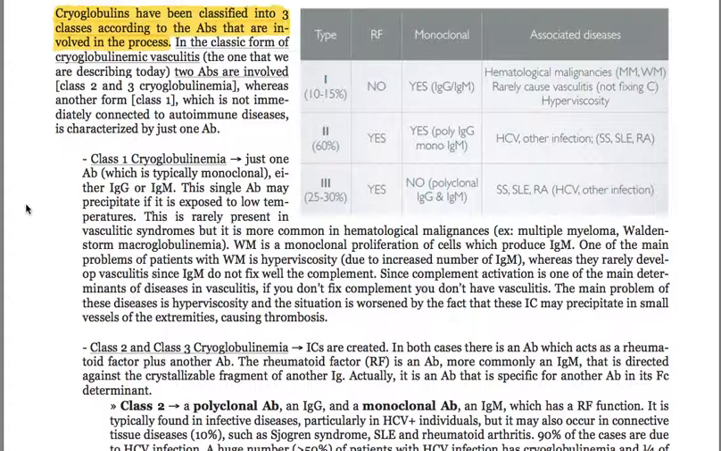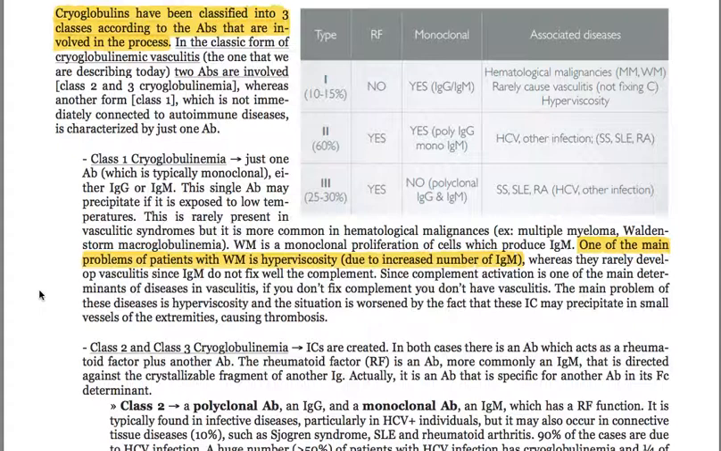Waldenström macroglobulinemia is a monoclonal proliferation of cells which produce IgM. One of the main problems of patients with Waldenström macroglobulinemia is hyperviscosity due to the increased number of IgM, whereas they rarely develop vasculitis since IgM do not fix the complement well. Since complement activation is one of the main determinants of disease in vasculitis, if you don't fix complement, you don't have vasculitis.